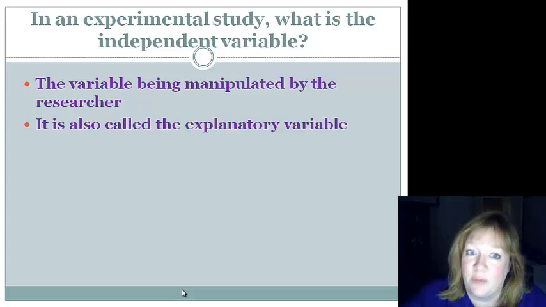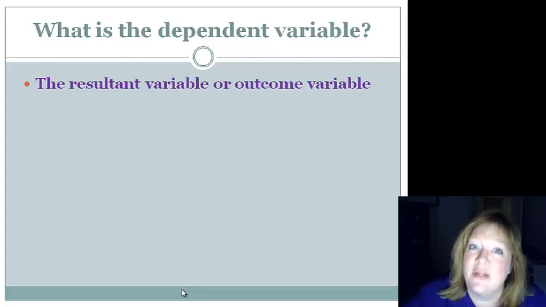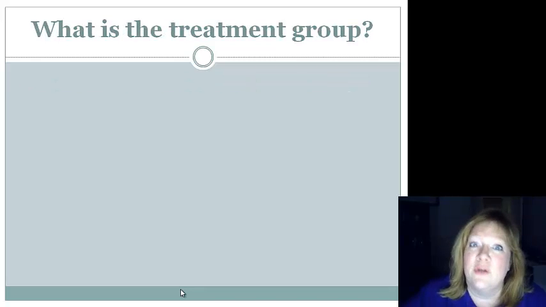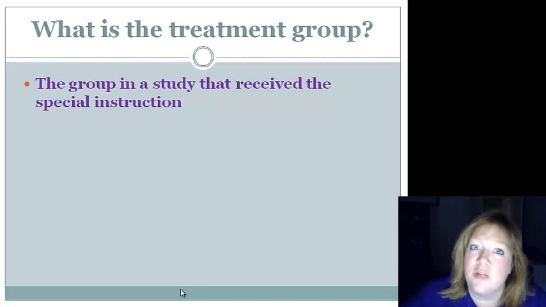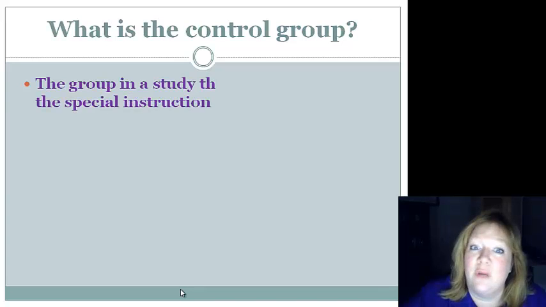to the second group. And the dependent variable is the outcome, the resultant variable. In that sit-up scenario, the resultant variable is how many sit-ups each group did. That's the outcome. What's the treatment group? That's the one that got the special instructions, where you actually do something to make a difference. The control group is the one that you don't tell anything.